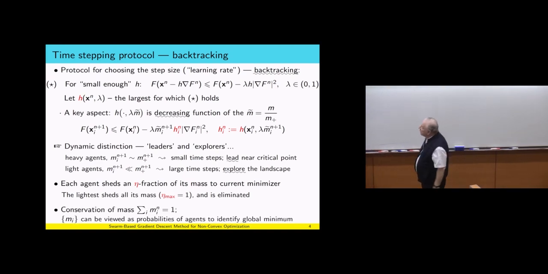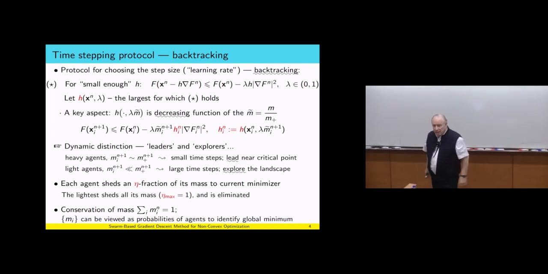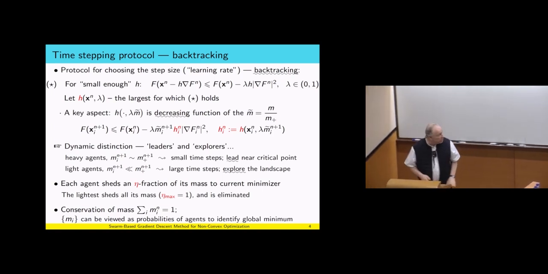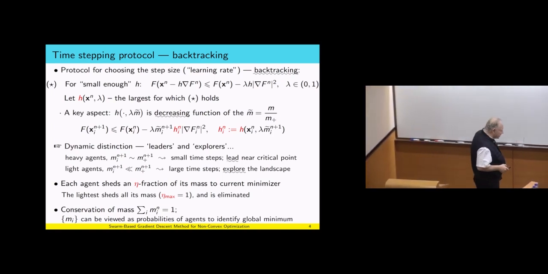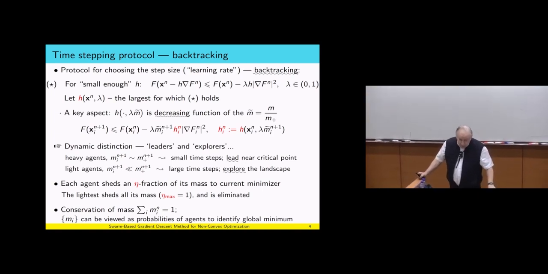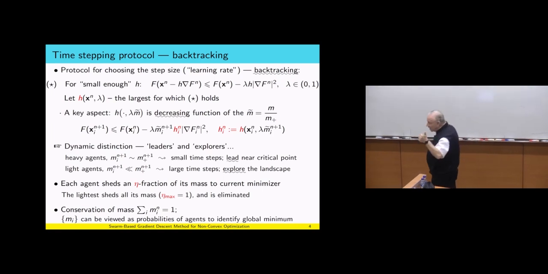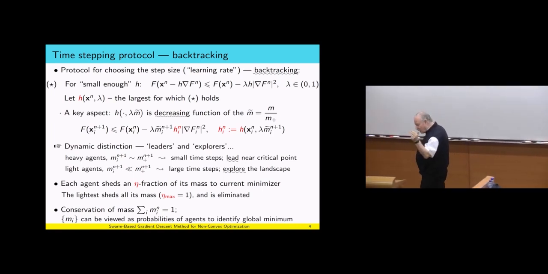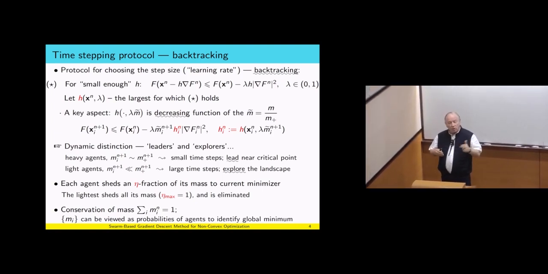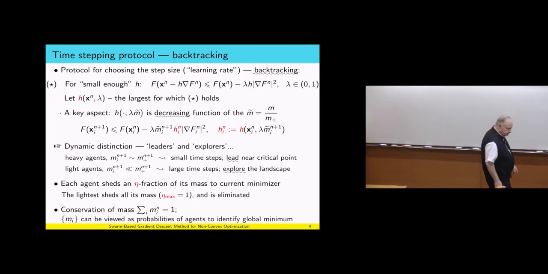Okay. And finally, we notice, since I always take my mass and bring it to somebody else, the total amount of mass is conserved. Let's assume that it's 1. So we conserve the mass. So in fact, the mass could be viewed also as the probabilities to identify the global minimizer. So this is the process. These are the 3 components. We have agents with mass. The masses always go down, and depending on the mass, you take a small or large time step, or you are eliminated completely, while the total mass is conserved.